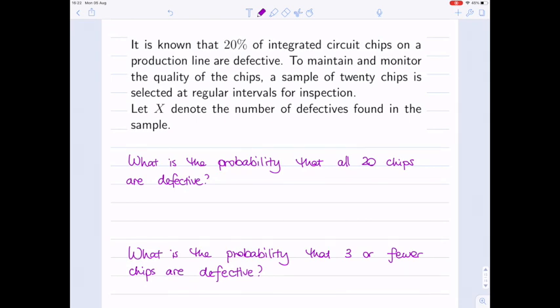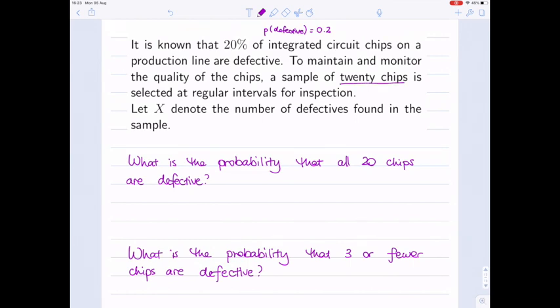So let's have a look at an example that uses our binomial distribution. So we're looking at integrated circuit chips, and it happens to be known that 20% of the chips that get created are defective. So immediately we know that our probability of having something wrong, or our probability of being defective, is 0.2.